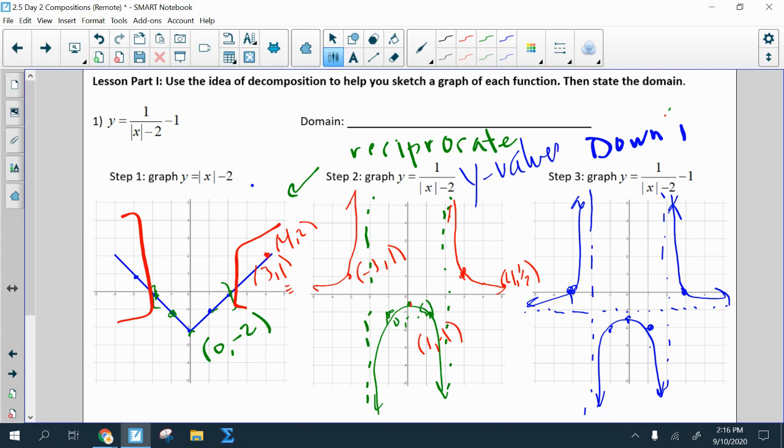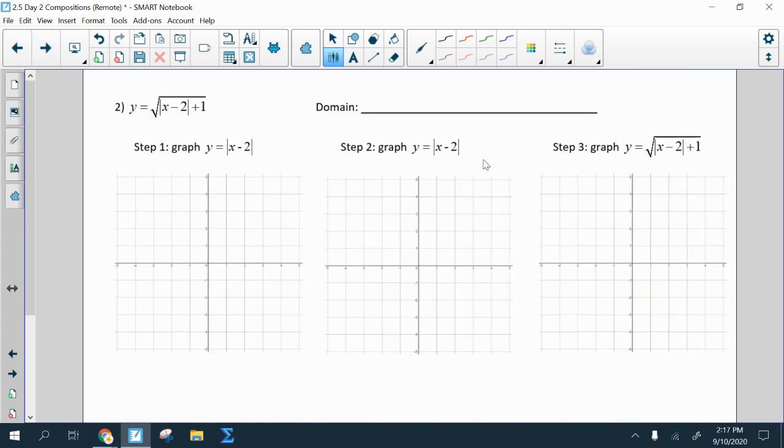When you look at this blue graph, you can see the domain is from negative infinity to negative 2, from negative 2 to 2, and from 2 to infinity. Okay, if you need to pause it now so you can copy everything down, but I'm going on to number 2. So number 2 is a square root function.